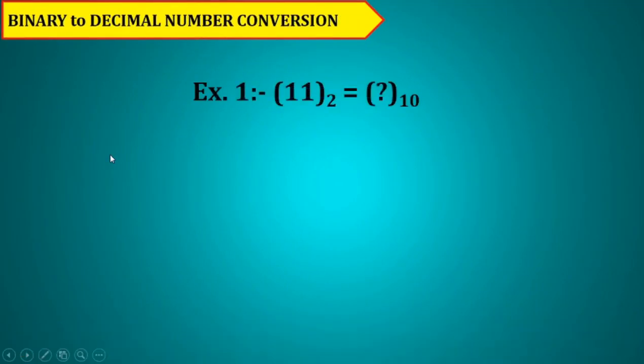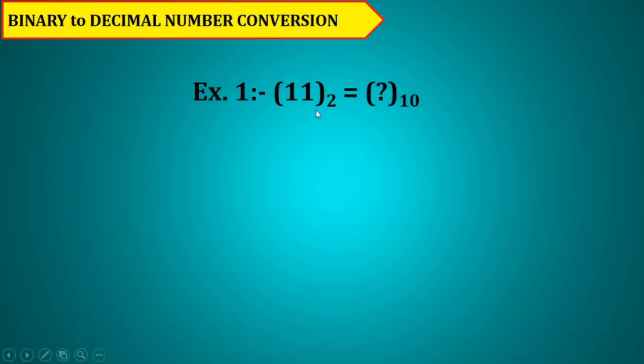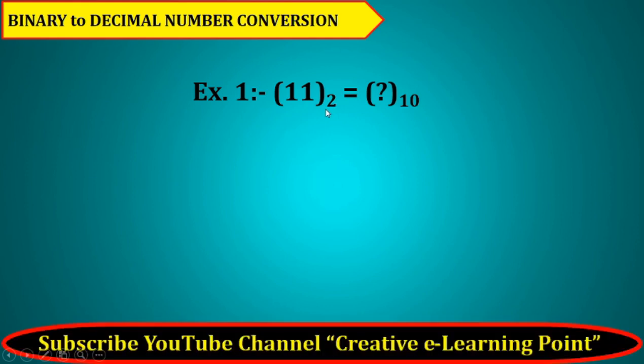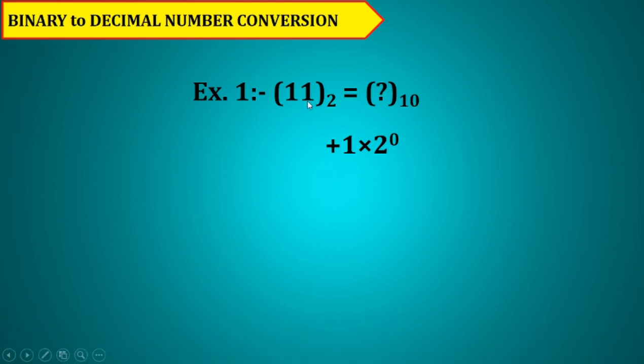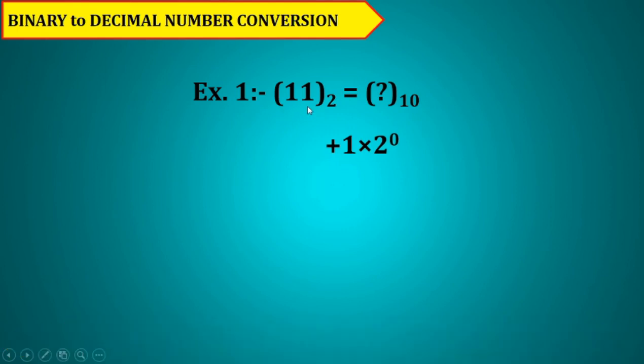Let's have a look at a simple problem. Here we have the binary number 11. We have to calculate the corresponding decimal number for this binary number. On the right is the least significant bit, and on the left it is the most significant bit. So there are 2 bits in this number.